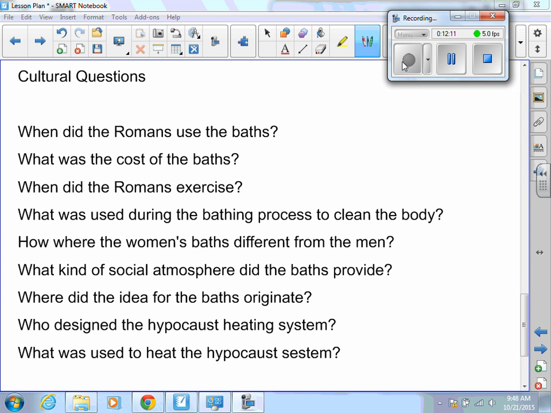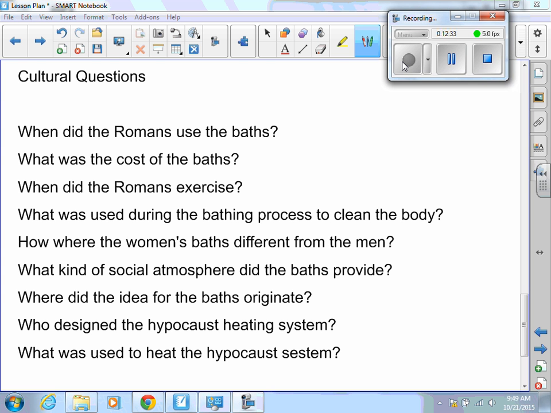How were women's baths different from the men's? Pretty much the same kind of bath setup as the men had. What kind of social atmosphere did the baths provide? Very loud. It was very social. You went out and you'd yell at your buddies. You'd wrestle with your buddies. But it was a very, very chaotic atmosphere in the baths.